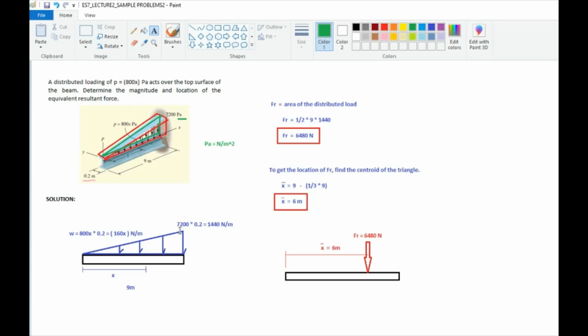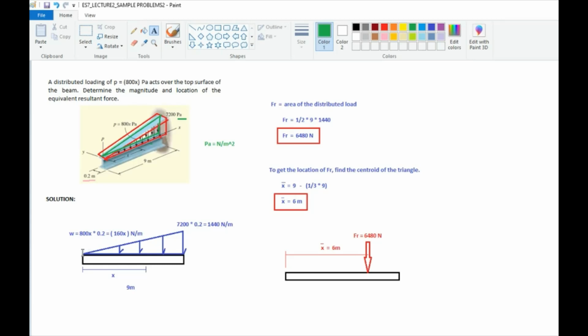Okay? Tapos sabi, from here, 7,200 Pascal yung maximum load yung nandito. Ngayon, yung 7,200 na yan, pag minultiply natin ng 0.2, we get 1,440. So, yung max value dito ng triangular load is 1,440 Newton per meter. Ayan. Ngayon, paano natin kukunin yung resultant load?